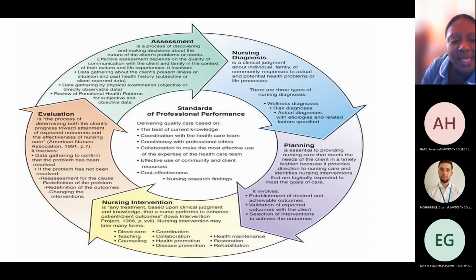And then it goes into nursing intervention. So here it talks about direct care, teaching, counseling, and coordination, but I should also talk about what we are doing to implement the change that we need to make for this patient.